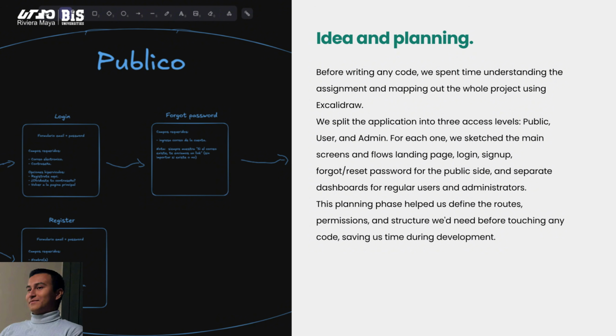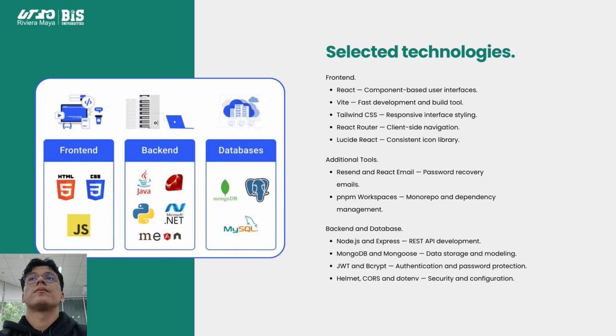pieces would connect. Prometeo is a full-stack application developed mainly with JavaScript, following a client-server architecture. On the front end, we use React to build the interface through reusable components, Vite as our development and build tool for its speed, Tailwind CSS for responsive design, React Router for client-side navigation without reloading the page, and Lucide React for a consistent icon library throughout the app.